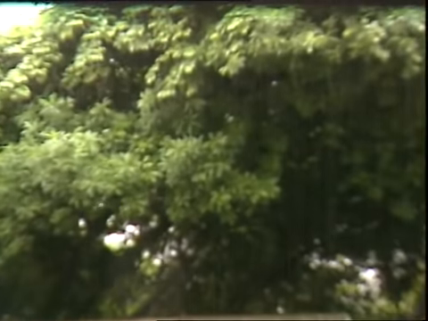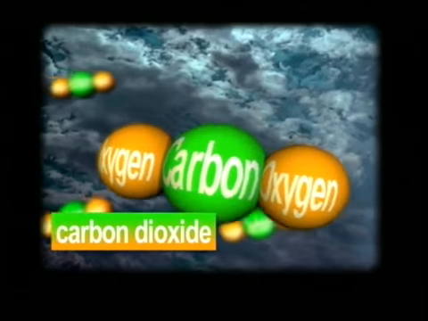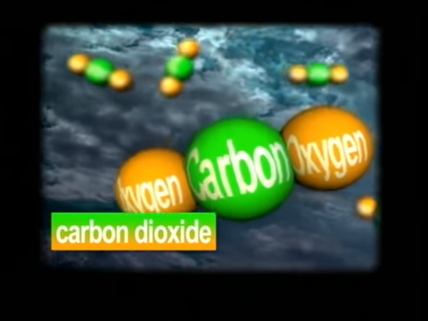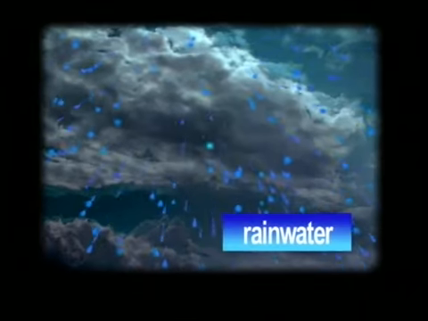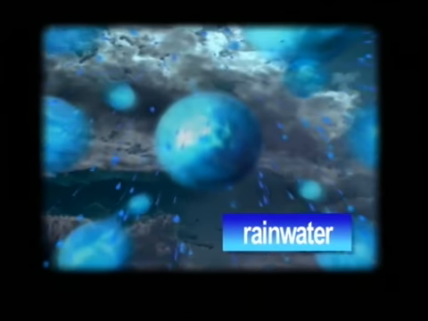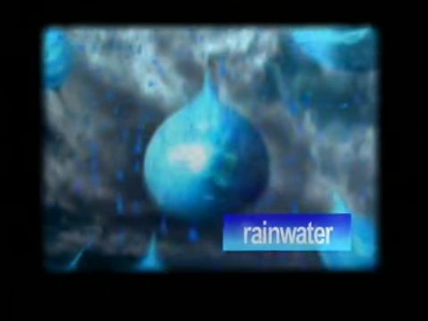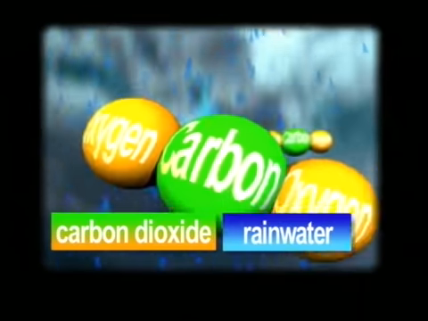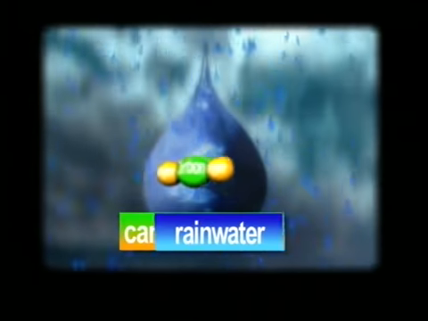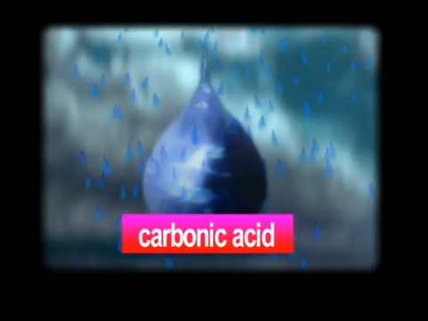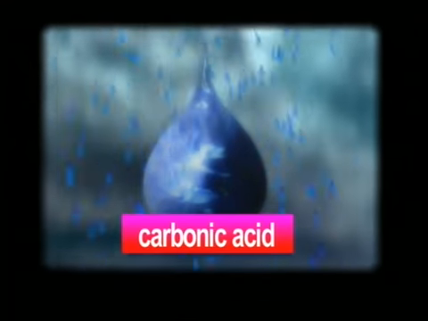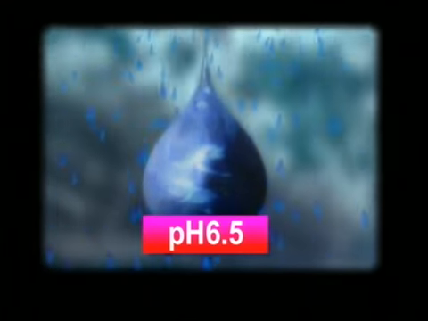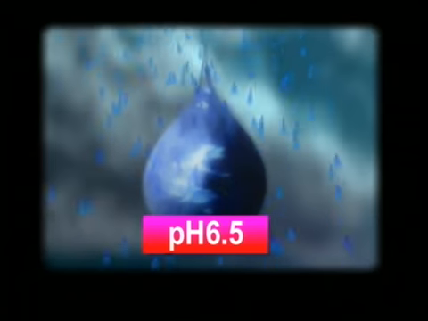Rainwater is acidic in nature. Air contains carbon dioxide. When rainwater drops from the sky, it absorbs carbon dioxide from the air. The carbon dioxide reacts with the rainwater to become carbonic acid. Normal rainwater usually has a pH value of around 6.5, which is slightly acidic.